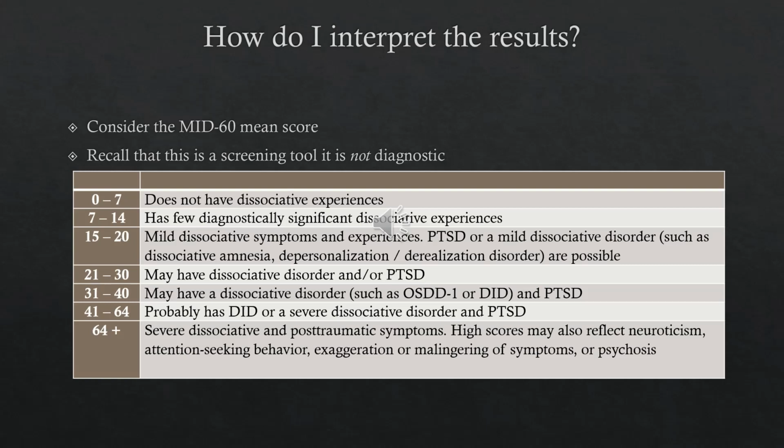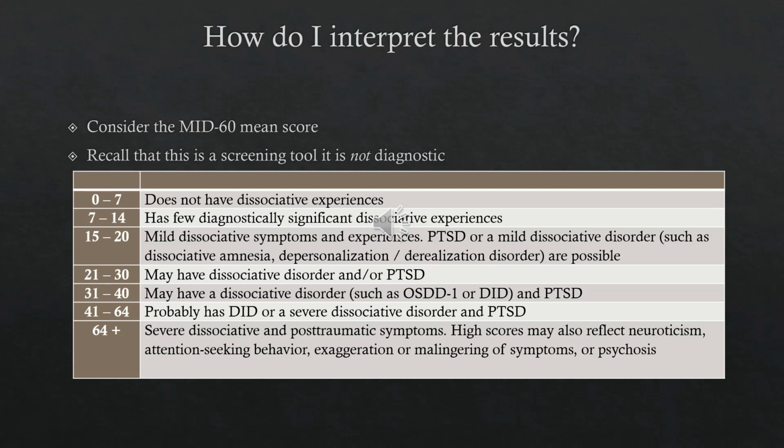Once you get into the range above 64, it's something to be considering, is this a legitimate score, or is something else coming into play? I mean, it could be incredibly dissociative, somebody with DID that has the full spectrum of dissociative experiences and symptoms, but perhaps you'll also find that somebody might be a bit neurotic or attention seeking, there could be some malingering or even psychosis. So it's at a point where you need to check for those things.